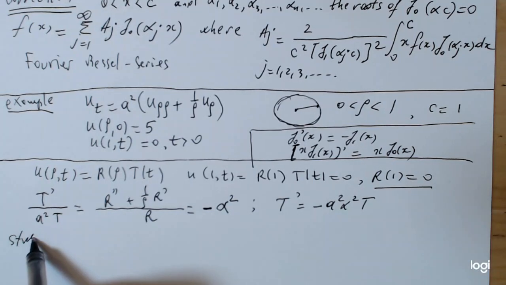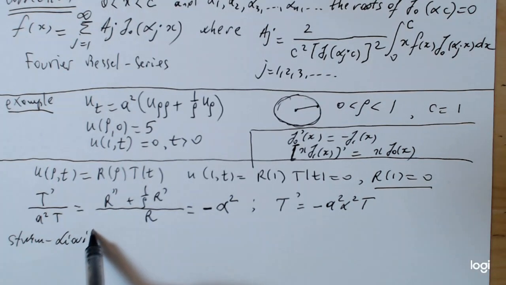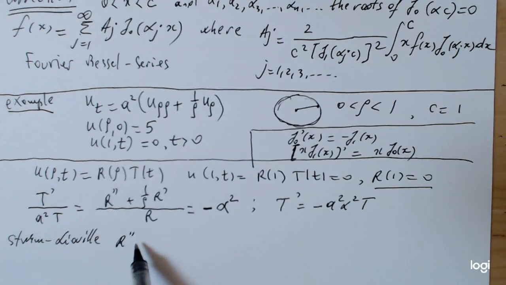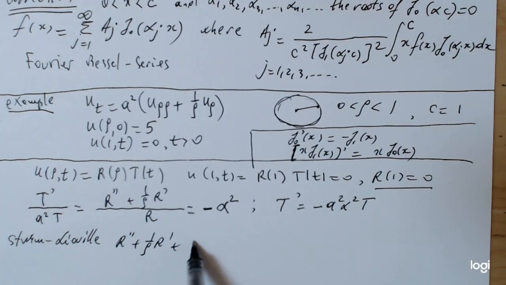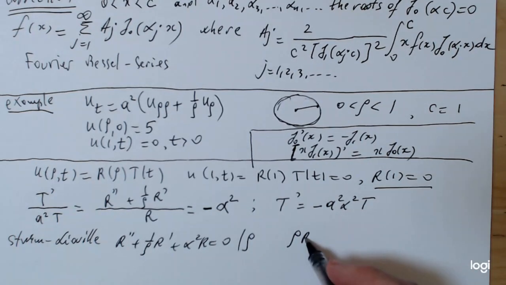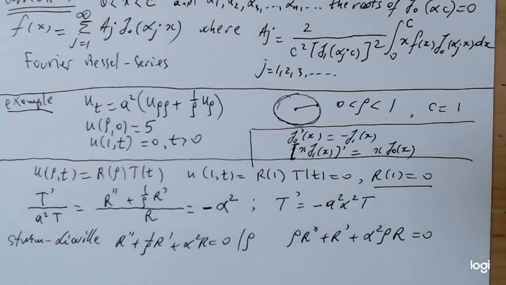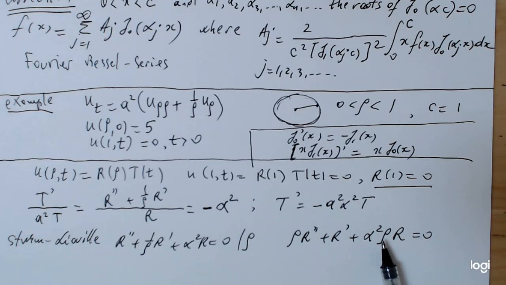And the Sturm-Liouville problem will be the equation in R, which can be simplified if you rearrange the terms. Multiply by rho. And now you should recognize it as a modified Bessel equation of order 0. Modified because of this extra alpha squared. Without alpha squared, remember, its solutions will be J0 of rho. With the alpha squared, its solutions will be J0 of alpha rho.